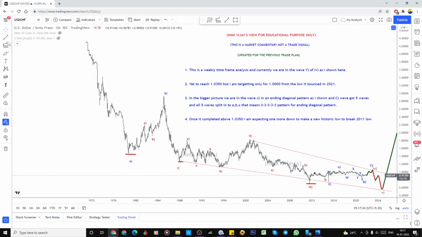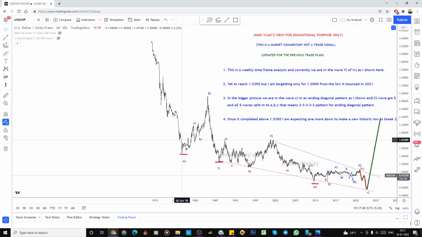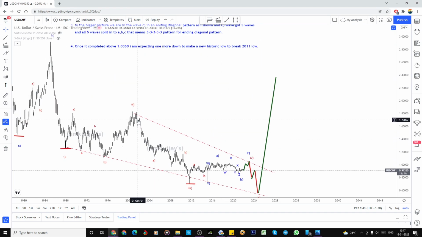If it is the end of the correction, or if it is an irregular flat formation like that, it has to shoot and it has to break the high, but it is not doing that. What it did is it is going to a lower low. So now it looks to me like A B C as a 1, A B C as a 2. Here is an expanded flat, and later on A B C as a third.